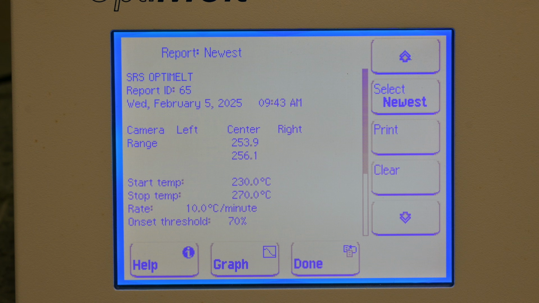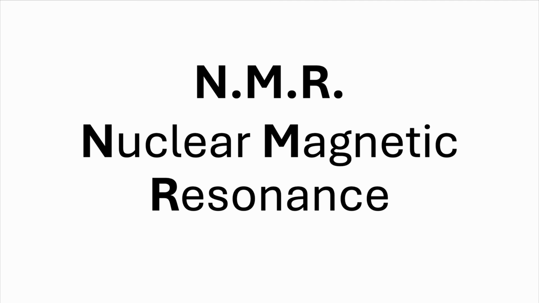Once done, we get a report. The melting point range was 253.9 to 256.1, which matches what it should be. Triptycene has a reported melting range of 252 to 256. Now let's switch gears to move to a more advanced method, nuclear magnetic resonance, NMR for short.